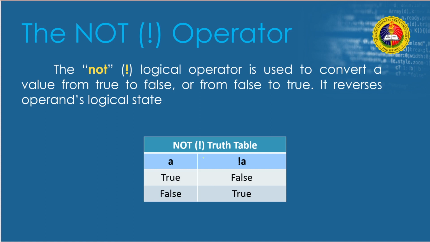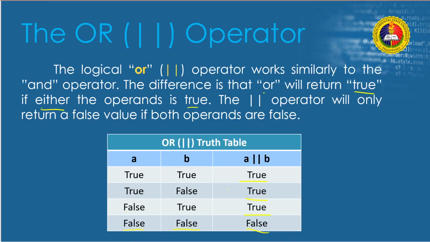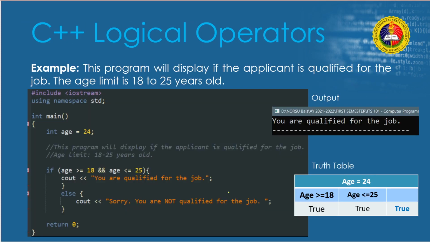So again, if we're going to use NOT, then for example, if A is true, then not A is false. Basically, it's the exact opposite. If A is false, then not A is true. Alright, so let's take a look at the example. Let's start with the AND.